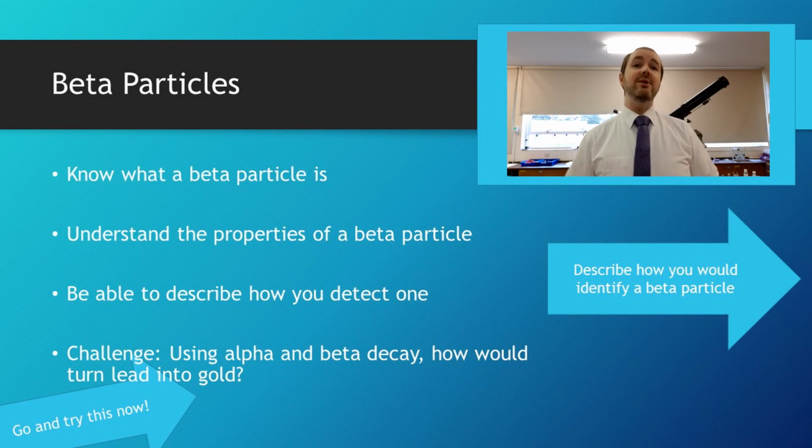Okay, so by now you should know what a beta particle is and understand the properties of the beta particle. You should also be able to describe how you detect one using a very similar method to what we did with the alpha particle, as we just did. And what you need to do right now is stop the video, describe how you would identify a beta particle, and make sure that's secure in your head.